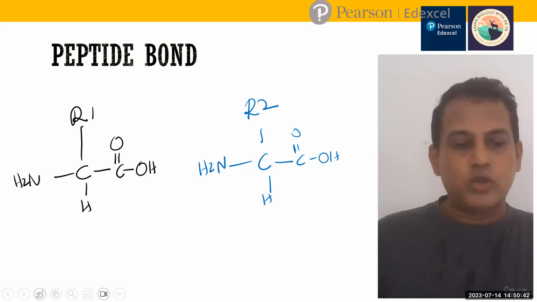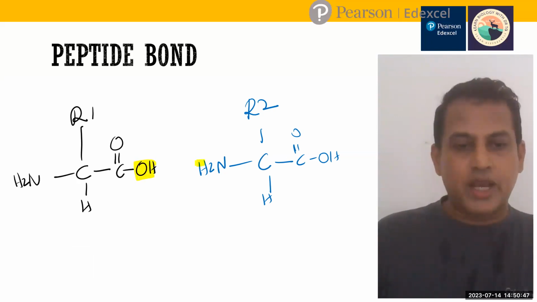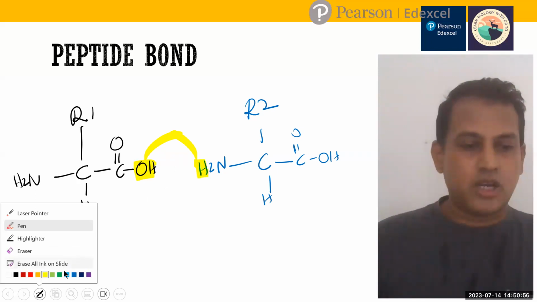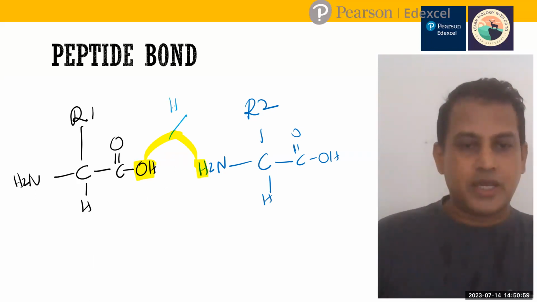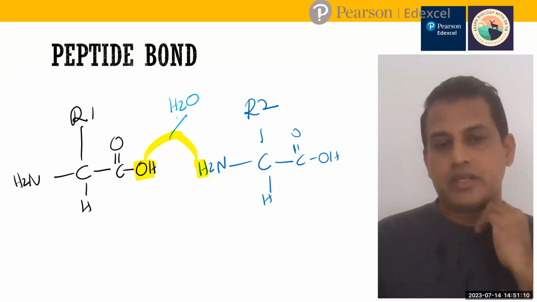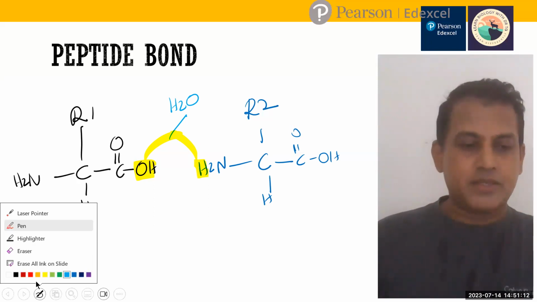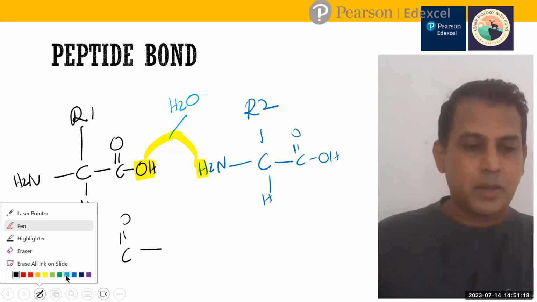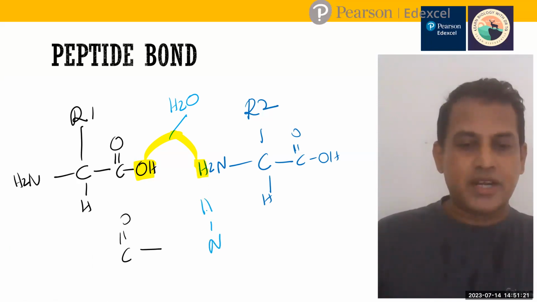Now when we have two amino acids, this OH and one hydrogen of this can combine. So when they combine together, the resulting molecule is a water molecule, H2O. What is left now? This OH is joined to make a water molecule. One hydrogen is joined to make the water molecule. Now in this case, C double O is here, and from the other side, nitrogen and one hydrogen left.